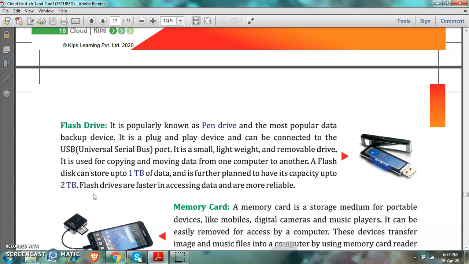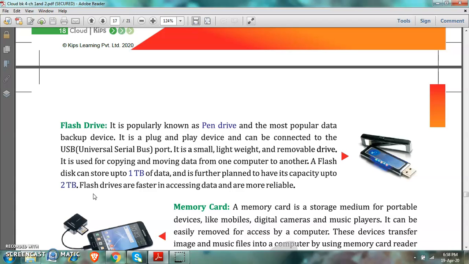But see, there are different sizes of pen drives as per the storing of data. It depends on the user how much storage capacity the user wants. So as per the need of storage capacity, the user can purchase the pen drive. So it's up to the user's need.